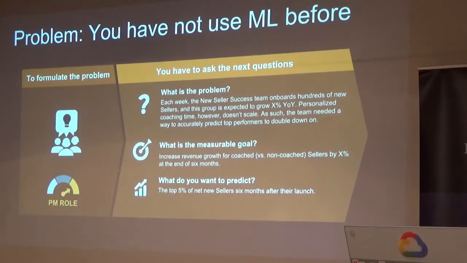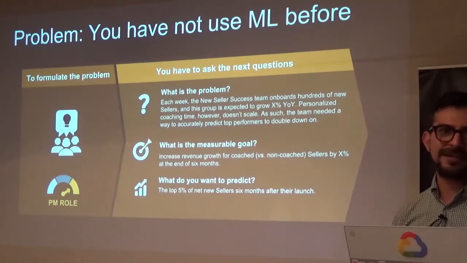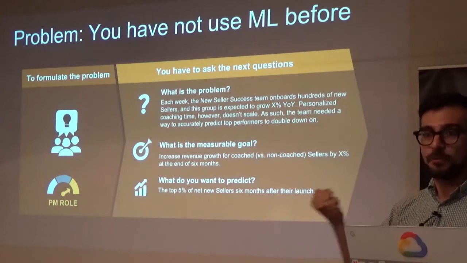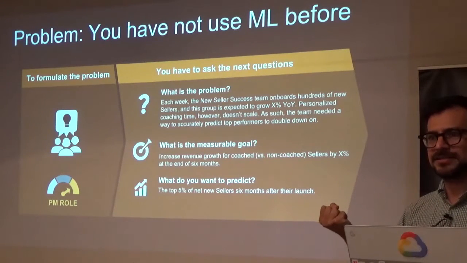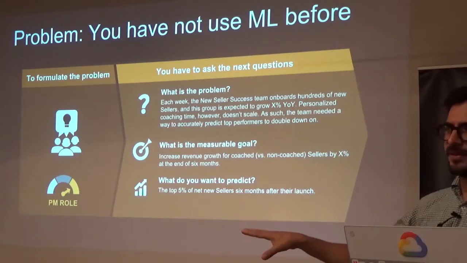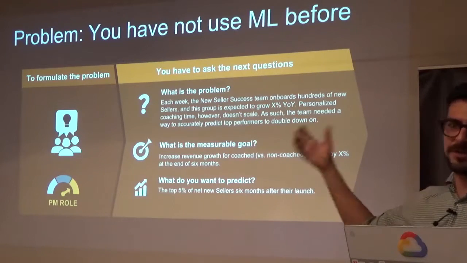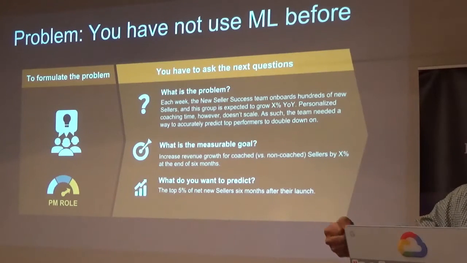So what do you want to predict, right? So in this case, it's like the top 5% net sellers. So that's what you actually want. What are the net sellers? And then the goal is actually the revenue, right? But the prediction is which one are the sellers. So that's something that, for example, you never use machine learning, and you can use from scratch.